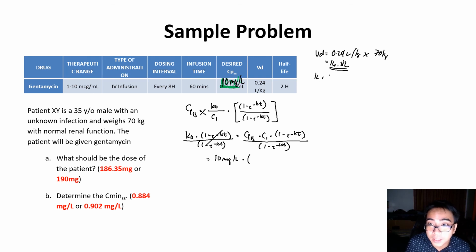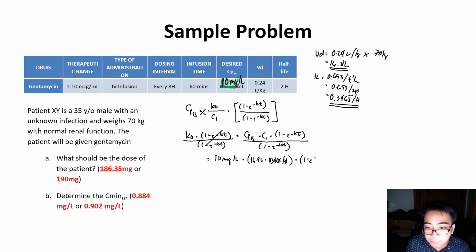I'll get K as well, since I need K too. 0.693 divided by the half-life, divided by 2 hours. 0.693 divided by 2 is 0.3465 per hour. Okay, good. So my VD would be 16.8 liters times 0.3465 per hour. That's for my clearance, times 1 minus E negative 0.3465 times 1 hour, because the infusion time is 60 minutes, which is equivalent to 1 hour.